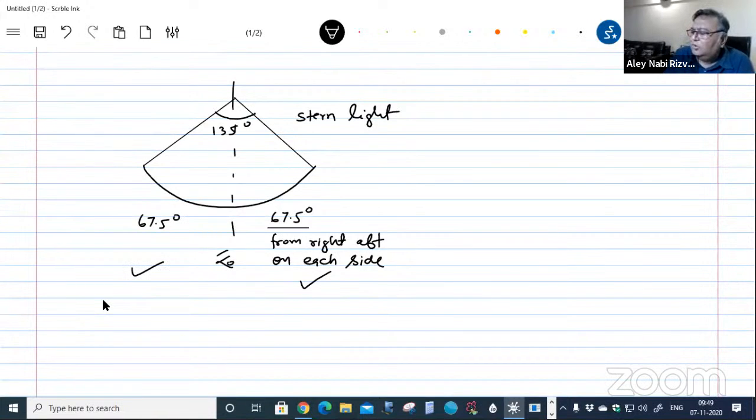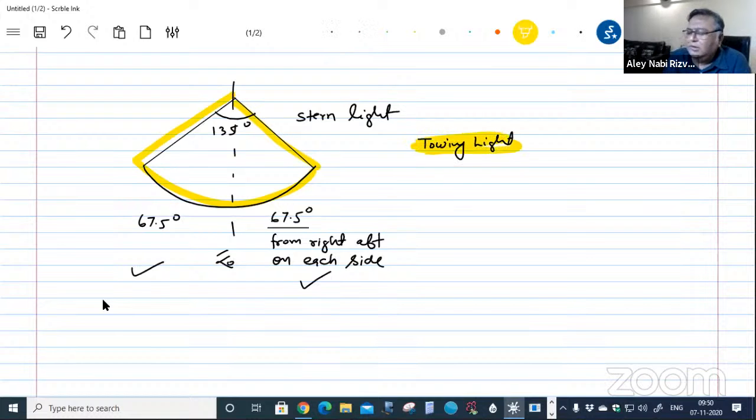Now, there is one more light which we call the towing light. For the towing light, let me use a color combination. If I make it yellow, same light, same characteristics, that is the towing light. Let me underline here. The towing light is absolutely the same as the stern light, with the same characteristics, except the color is yellow. Here, the stern light color is white, and here the color is yellow.